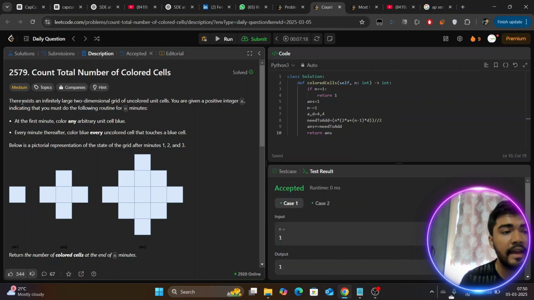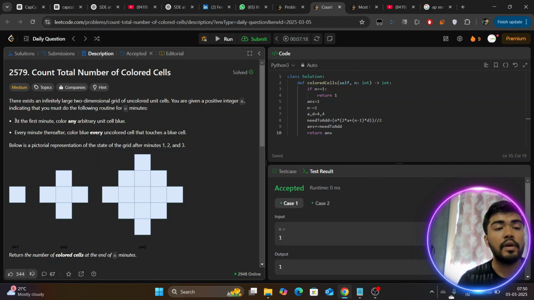The question states there exists an infinitely large two-dimensional grid of uncolored unit cells. You are given a positive integer n, indicating that you must do the following routine for n minutes. So what do we have? An infinitely large two-dimensional grid of uncolored unit cells, which is not colored initially. There is a routine, which is stated below.